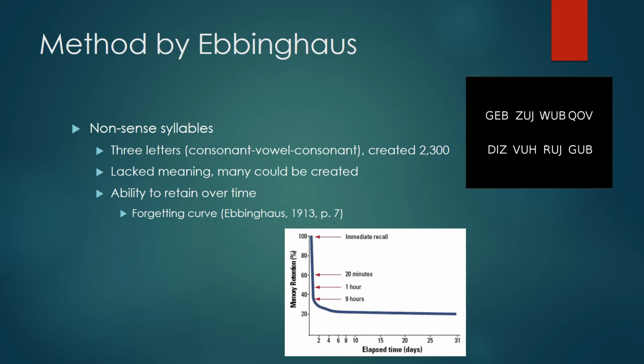These syllables could also be created without replication in large numbers, a very large number that could have probably exceeded 2,300. He was the only subject in this study. With these syllables, he was able to measure the ability to retain and recall material over time. This led him to the famous forgetting curve, and I'll talk more about that in the next slide. But the picture at the bottom shows his result in the forgetting curve.